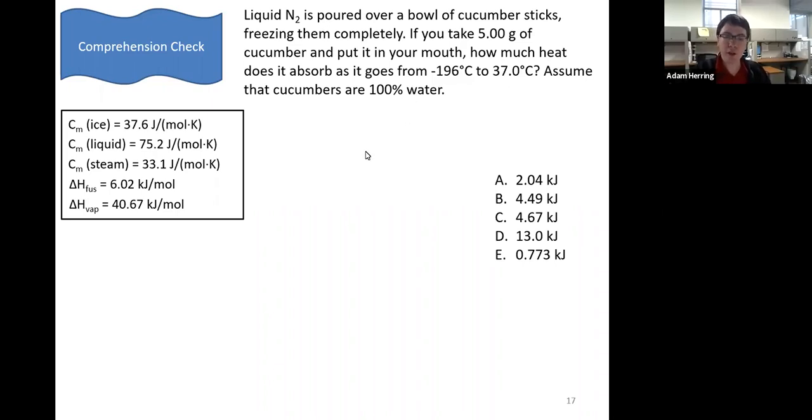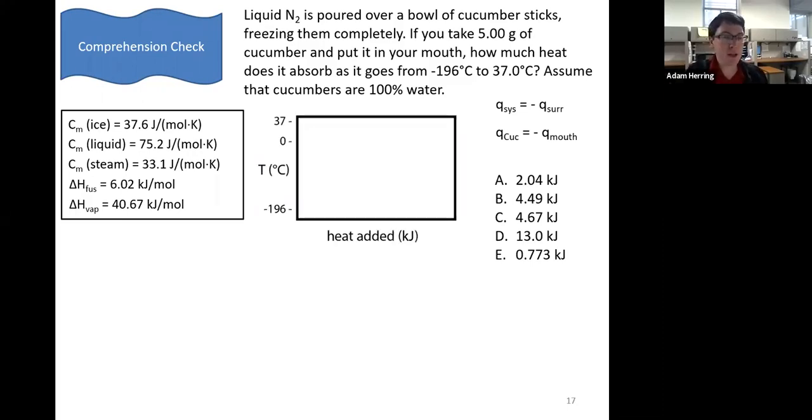So the first thing that you should do here, again, we're recognizing that the heat that is going to be absorbed by the cucumbers is the heat that's given off by our mouth. So if we wanted to ask how much heat was given off by the mouth, we would calculate initially the heat absorbed by the cucumber and then take the negative of that. So my recommendation is that you start by drawing a heating curve, that you label any relevant values in terms of the temperatures that you are aware of. We know that because we're going between negative 196 and 37, we're going to have to pass through the melting point of water. And so we want to include that on there.